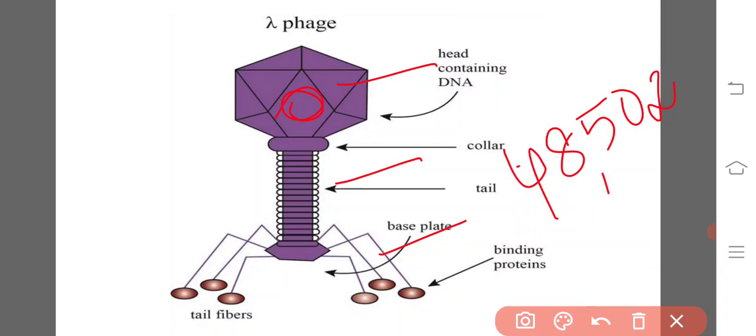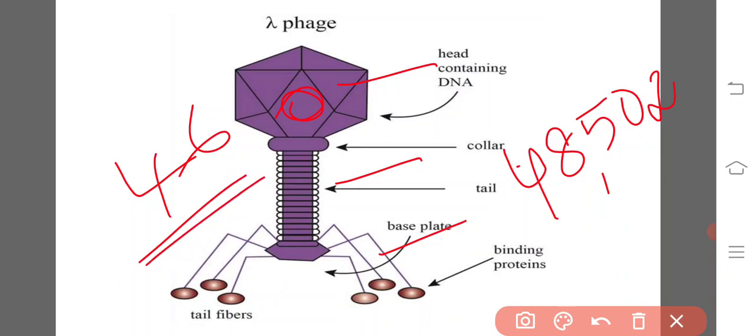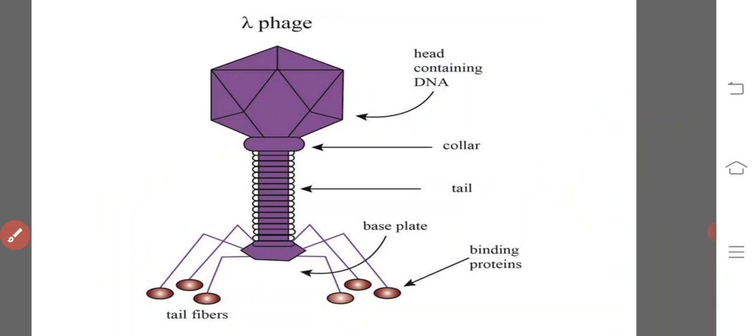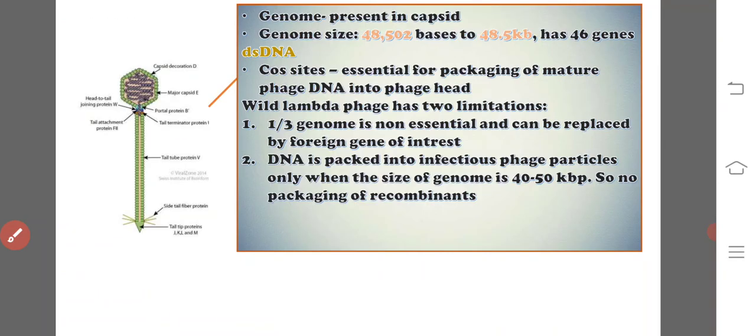48,502 bases, that is 48.5 kb in length, and has 46 genes. The genome is double-stranded DNA having an origin of replication site. It is linear with protruding single-stranded sticky ends of 12 bases long called cos sites. The cos sites are the sites of cleavage and are essential for packaging of mature phage DNA into the bacteriophage head.